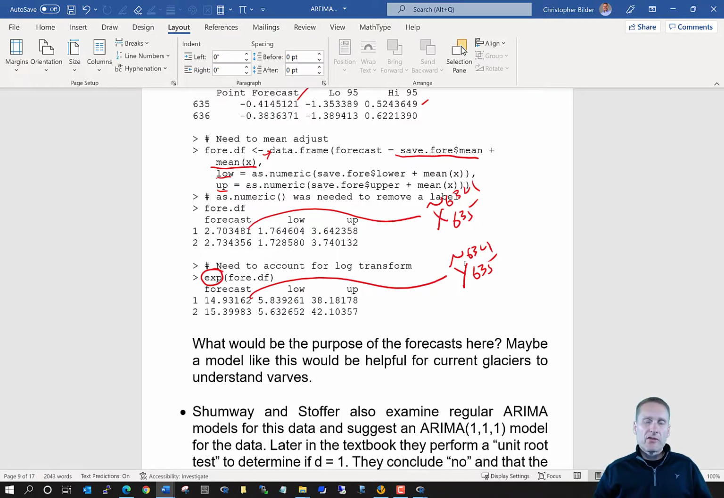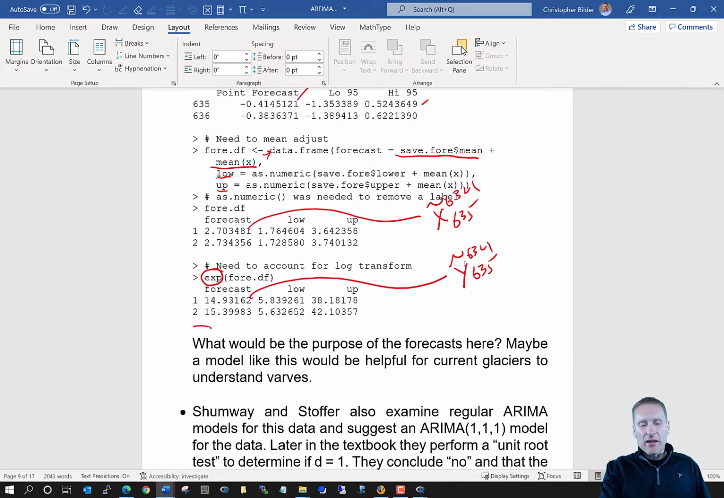Now, one thing I should mention with this series, I should have done at the very beginning. Unfortunately, Shumway and Stoffer do not say anything about the numerical scale. So I don't know if this is measured in centimeters, inches, or what it's measured in, which is actually too bad.